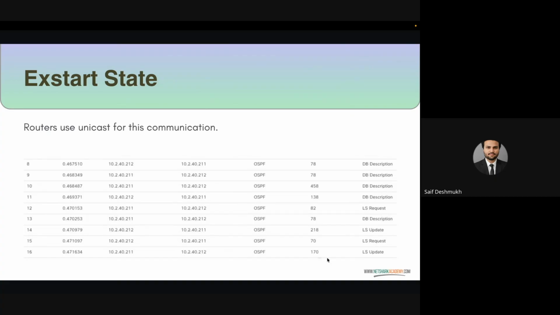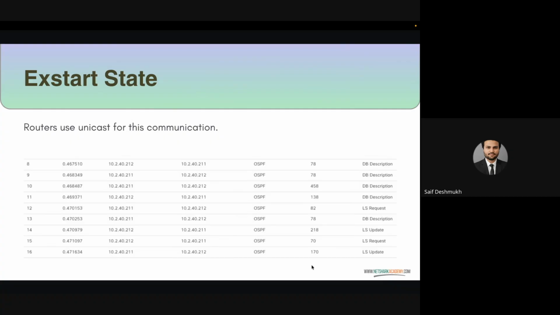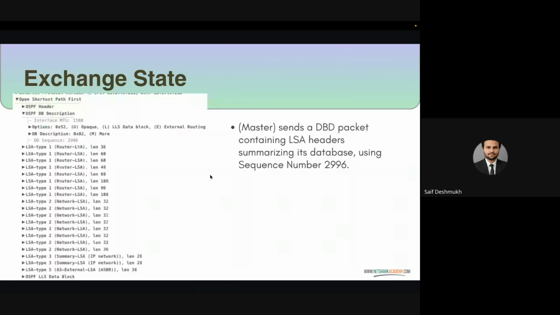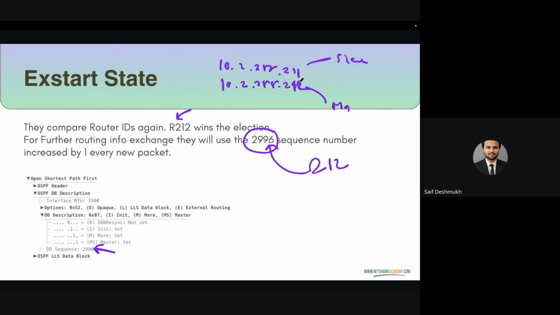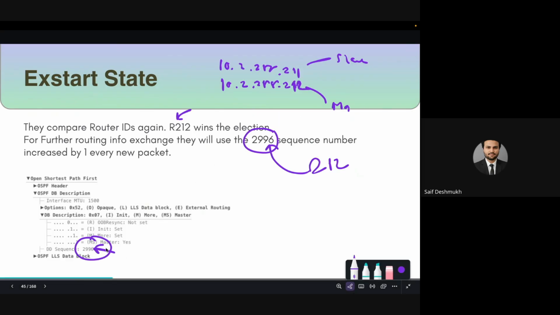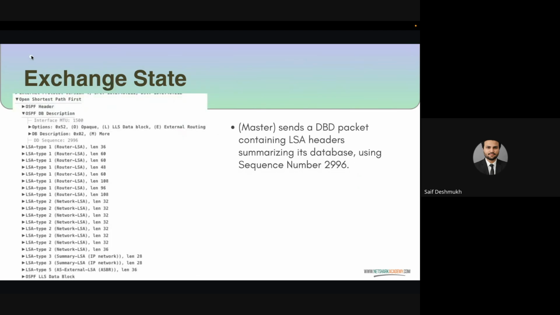Here's one cool thing that happened. This whole communication, right after the two-way state, was being done at unicast. You can see they're directly exchanging this information instead of using OSPF multicast packets. The destinations are unicast. So now we understood that 212 is our master in this communication, and it presented 2996. Both sides agreed upon this. Now the next step, they go into the exchange state.